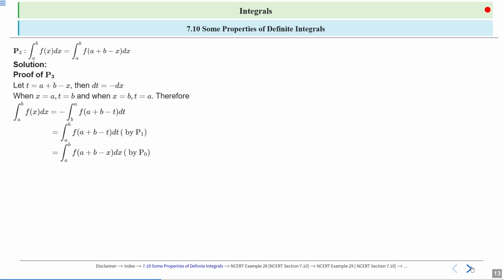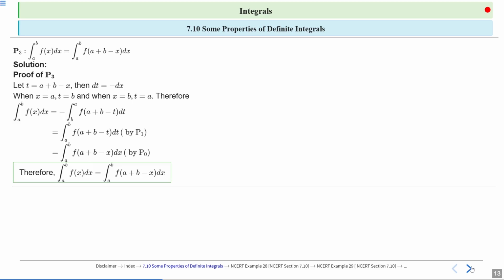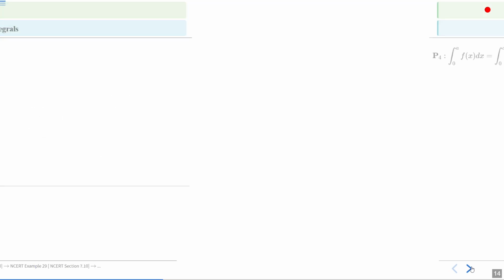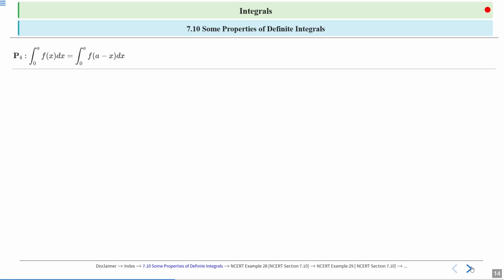And property P0 is what? Property P0 says that we can use a different variable, as in place of t we just take x, and the value of the definite integral is not affected. So by using P0 we get the definite integral from a to b of f(a plus b minus x) dx. Okay. Now P4 says the integral from 0 to a of f(x) dx is equal to the integral from 0 to a of f(a minus x) dx.